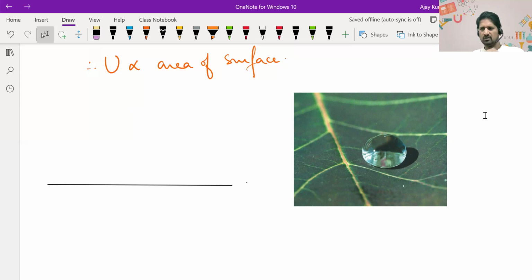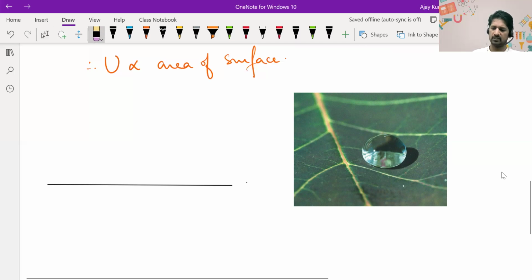Raindrops also, when they fall in vacuum, are almost spherical. But when they fall through air, due to air resistance, the drop shape gets disturbed. That's okay, but they want to be spheres. It's a general nature of liquids. But why do you think it is so? Why do liquids always want to take spherical shape?